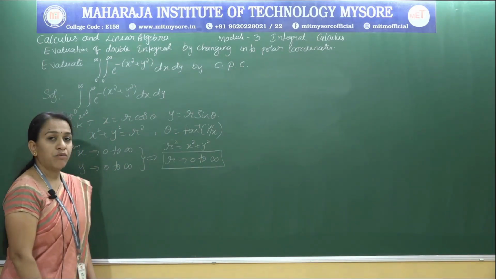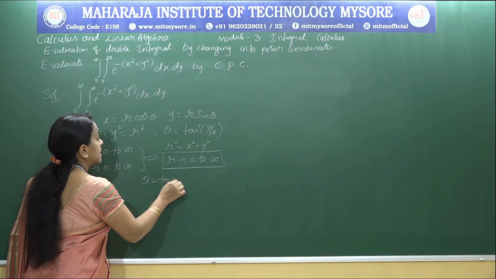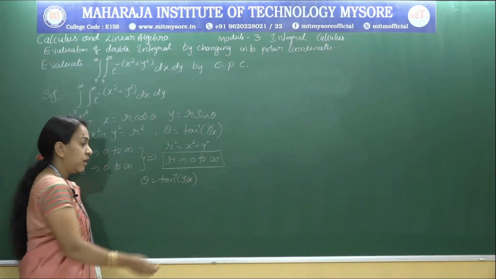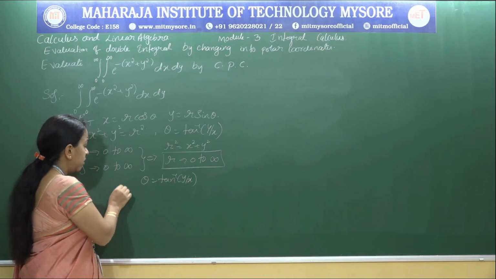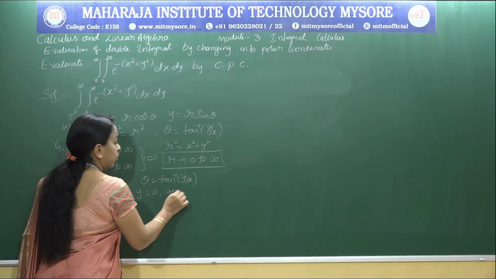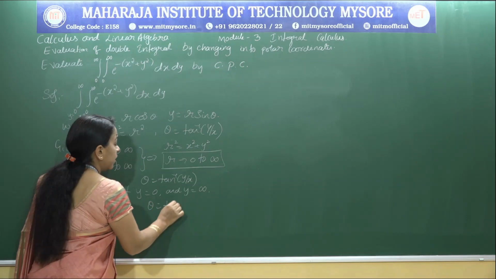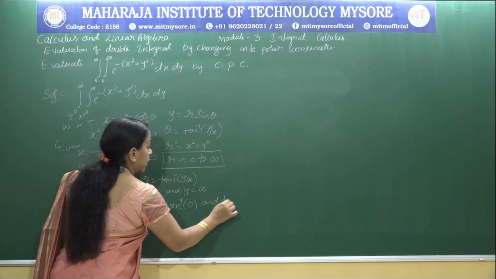Next, to get the limit of theta, we have theta equal to tan inverse y by x. If y equals 0, tan inverse 0 is 0, and if y equals infinity, we have theta equal to tan inverse of 0 and tan inverse infinity.